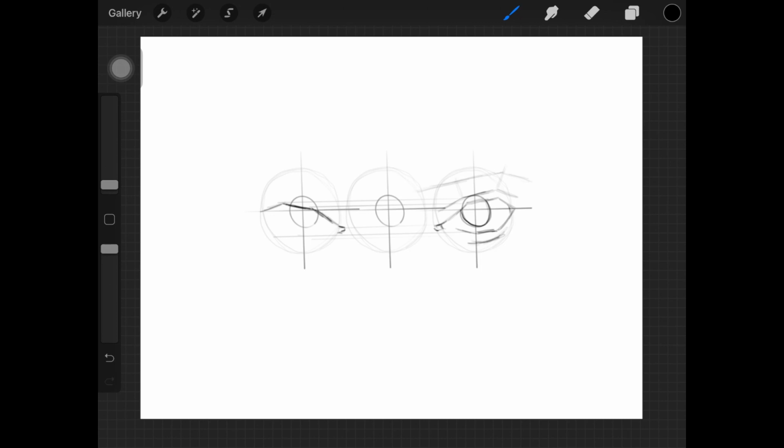So I hope that makes sense, you guys. I hope this is not confusing at all. And yeah, so you have to do that.